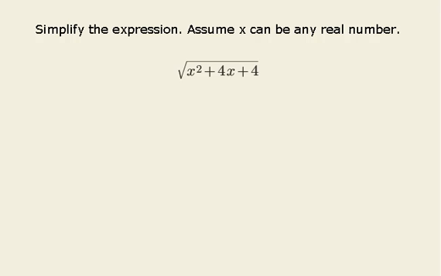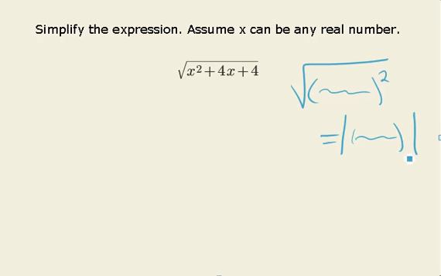Simplify the expression, assuming x can be any real number. We have here the radical of a polynomial. To simplify such a thing, I'd like to be able to view this as the radical of something squared. If I can do that, then I know that this radical symbol and that square almost cancel. We get to erase them, but we have to introduce some absolute value signs.